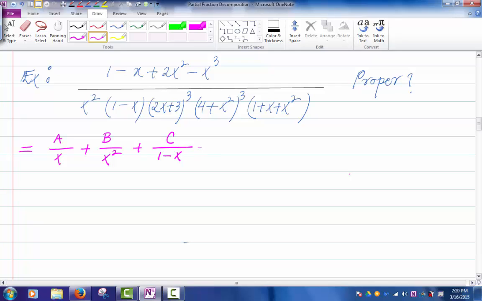That's the easy one. What would be the contribution of (2x plus 3) cubed? How many terms will it contribute? 3 of them. Let me write 3 of them. The first one will have the linear factor with exponent 1, then the second one with exponent 2, and the third one with exponent 3. And then in the numerator I'm going to get D, E, and F. Okay, what's the contribution of the... Notice that I have 4 plus x squared, right? Is that irreducible?